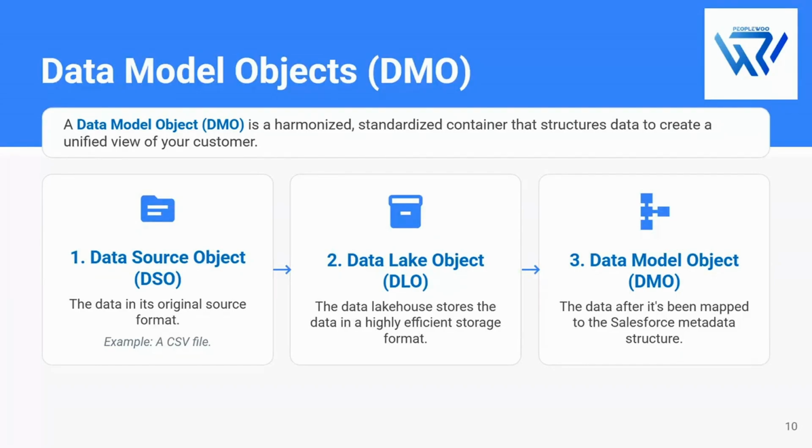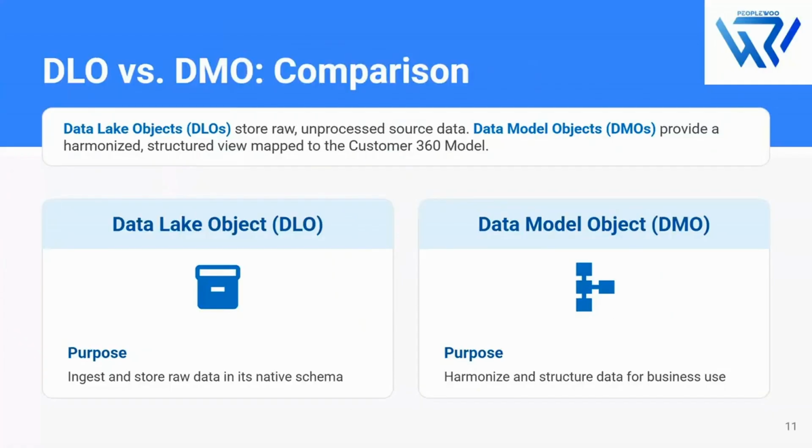So what is the difference between a data lake object and a data model object? Data lake object contains raw data which you got from the data source objects. But data model objects are the harmonized and structured way to store the data. When I say harmonized and structured way, you can create relationships between multiple data points. But this cannot be possible with a data lake object. Data lake object cannot be used for segmentations or relationships until and unless you harmonize into the customer 360 model.